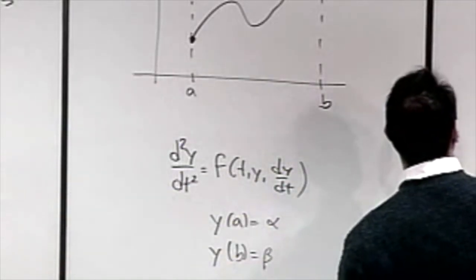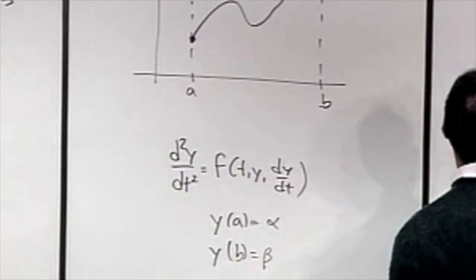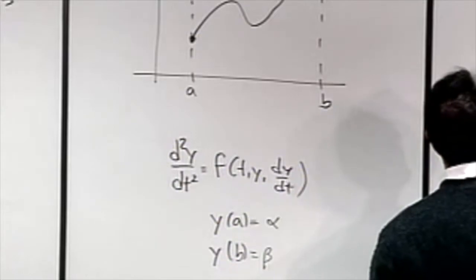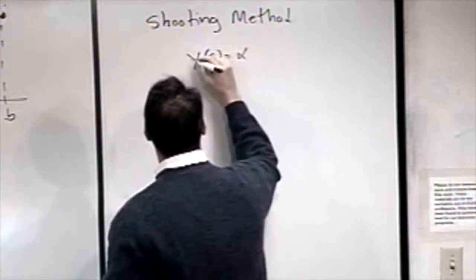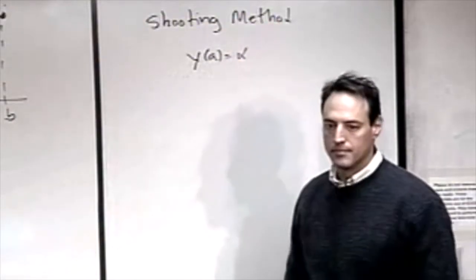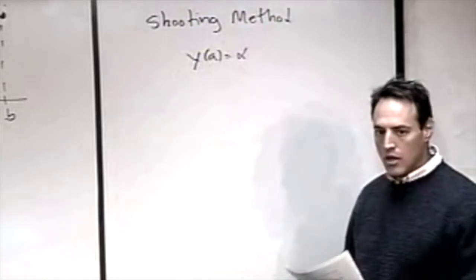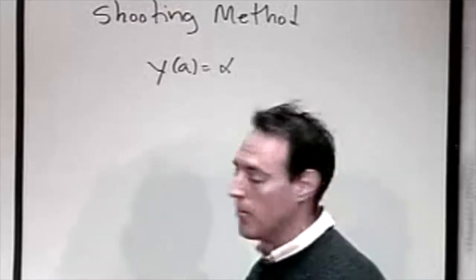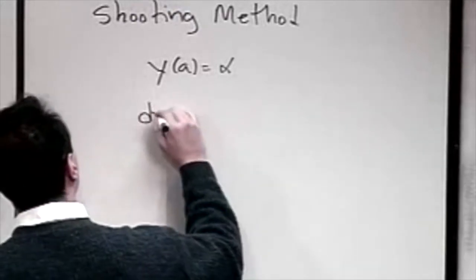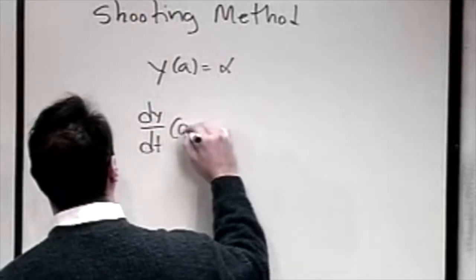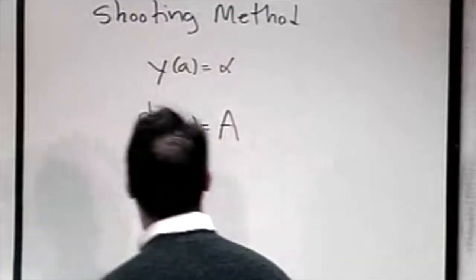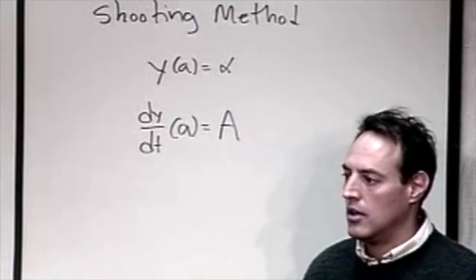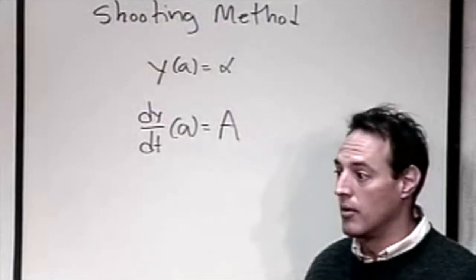I'm going to do what's called a shooting method. And the idea here is to say, I know that that has to be satisfied at A. I also have to specify one more thing if I want to think of it as a time-dependent problem. And so I will specify also this: I will specify that the derivative is big A. What's big A? Well, I don't know. I can make it up to be whatever I want.